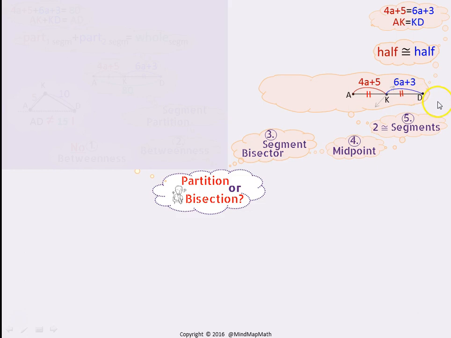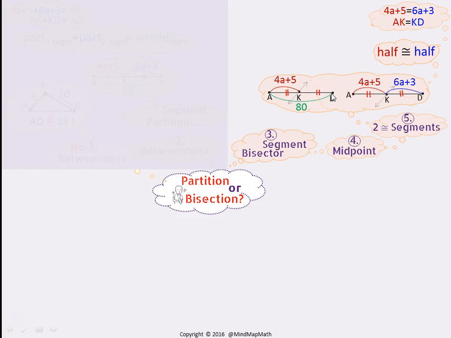Now, it is possible that you might have the same situation, but yet different. Take a look at this. I might actually have the same point K breaking the AD into two equal segments, but instead of having two expressions for the halves, I might only have one of them. But instead, I might have the value of the entire segment.